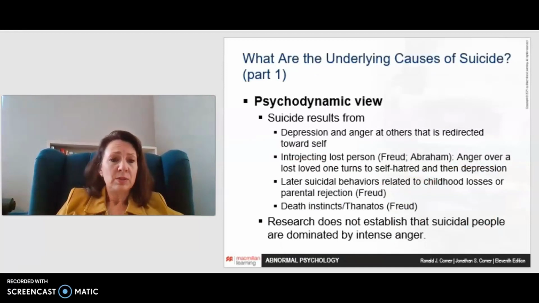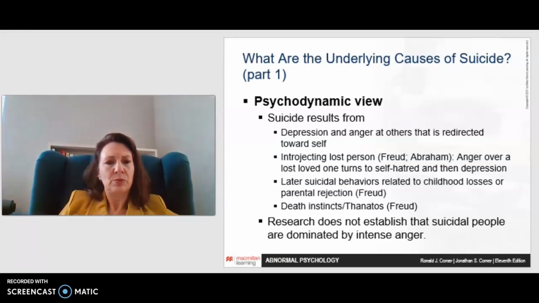So what are the underlying causes of suicide? Well, we have the psychodynamic view that suicide results from depression and anger at others that is redirected towards ourselves. We are introjecting a lost person. Later suicidal behaviors are thought to be related to childhood losses or parental rejection. And then Freud also said that there was this idea of a death instinct that we all have. Research, however, doesn't establish that suicidal people are dominated by intense anger.